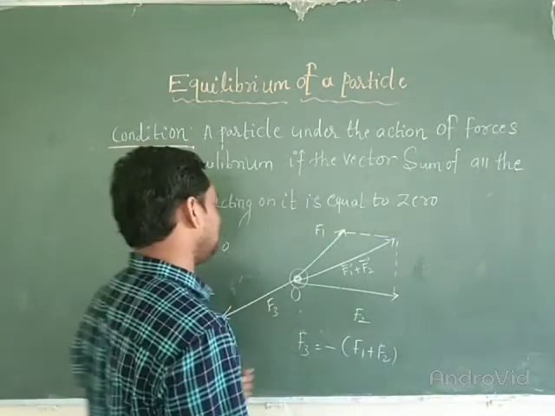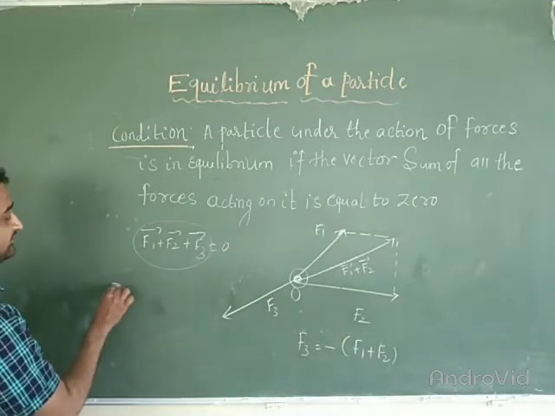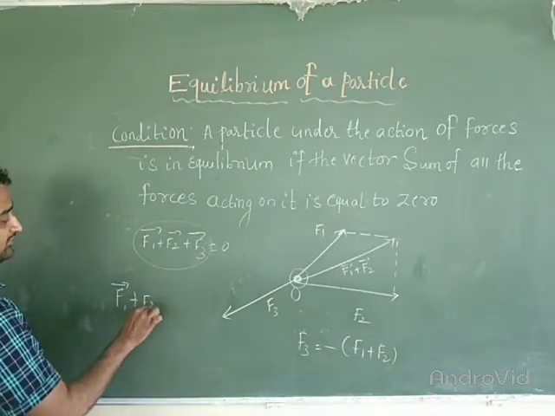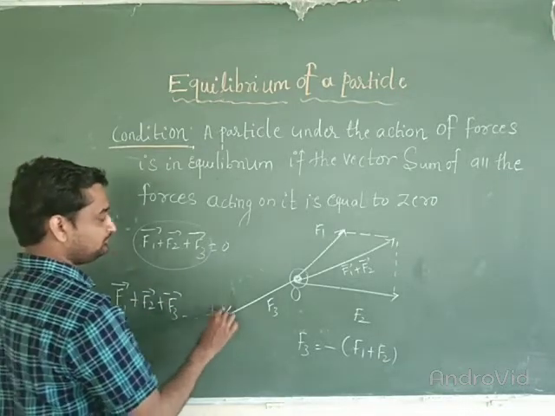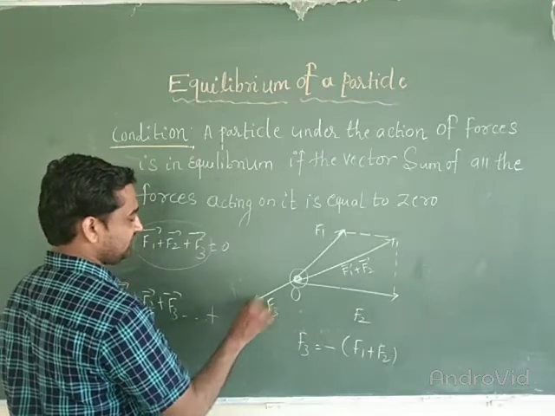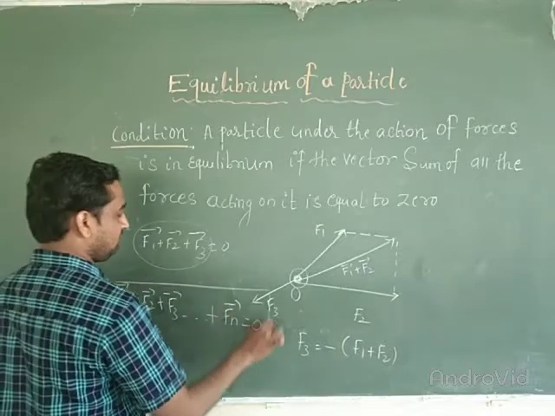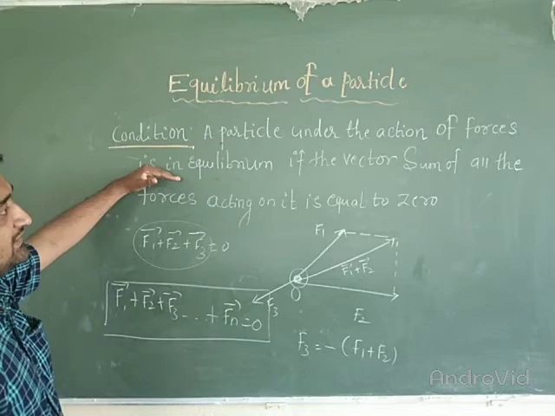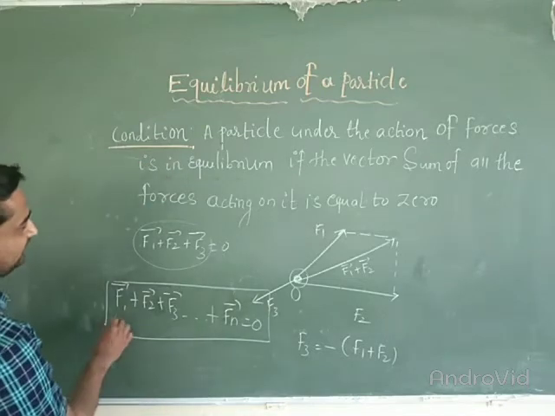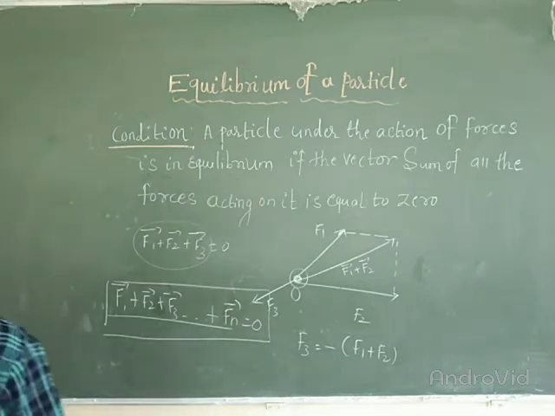For n number of forces, what can we write here? Here we considered 3 forces. So if n number of forces come in, F1 plus F2 plus F3 and so on up to Fn is equal to 0. So this is the condition for equilibrium. A particle under the action of forces is in the state of equilibrium if the vector sum of all the forces acting on it is equal to 0. This is known as the condition for equilibrium of a particle.